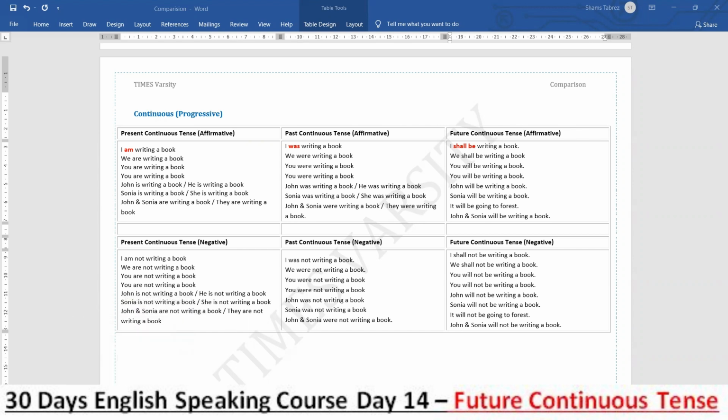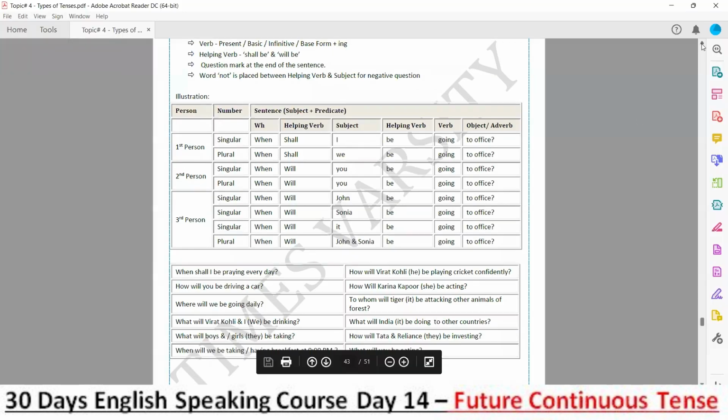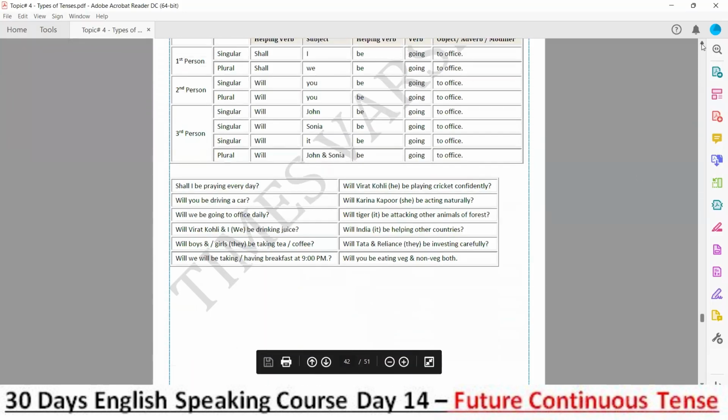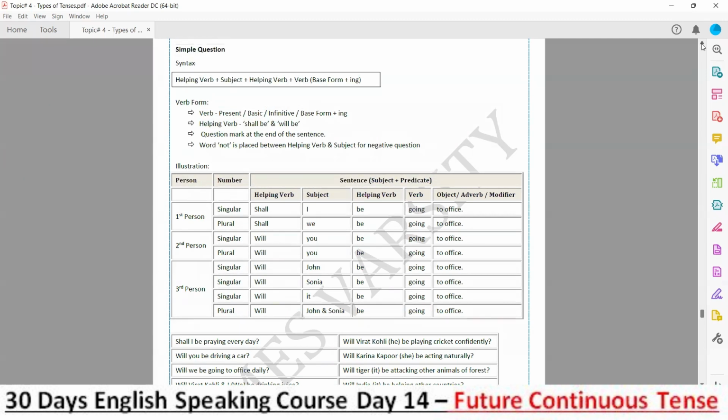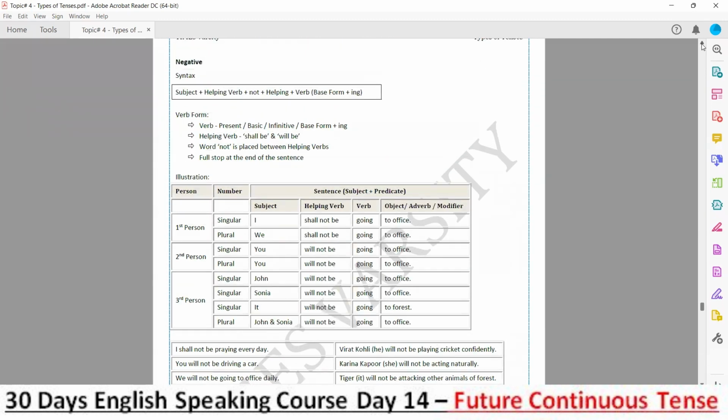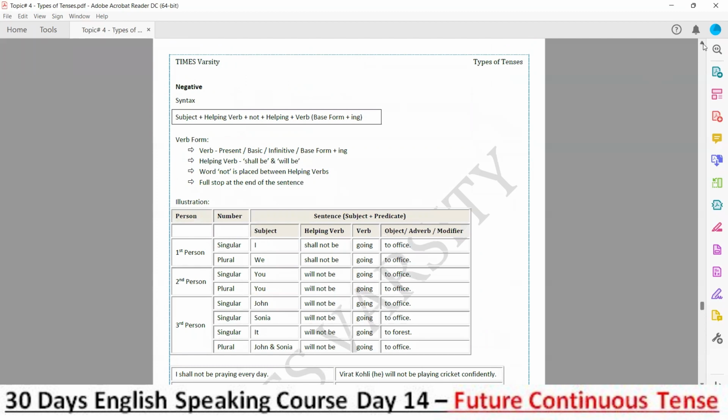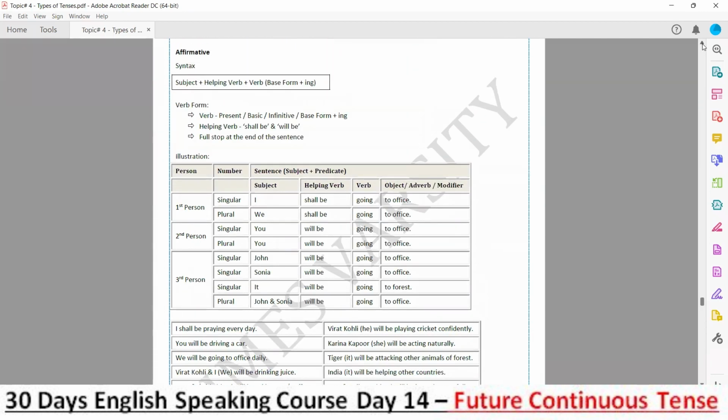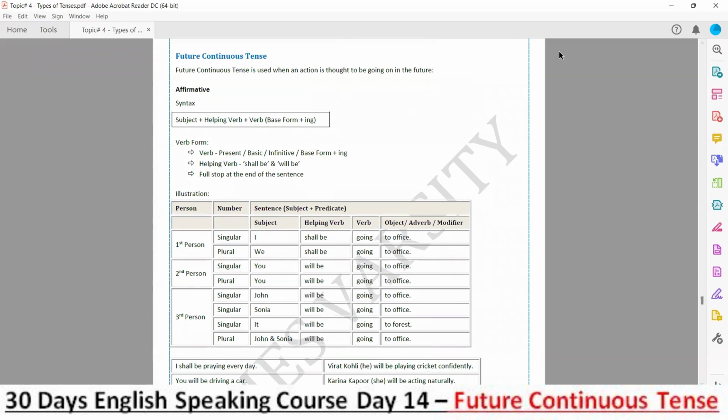Here we can see that for every sentence, there is a syntax, a rule in English that we need to follow. For example, as per the rule, if we are making an affirmative sentence in future continuous, the rule is subject plus helping verb plus verb, and the verb form is the ing form. This is the rule which we need to follow.